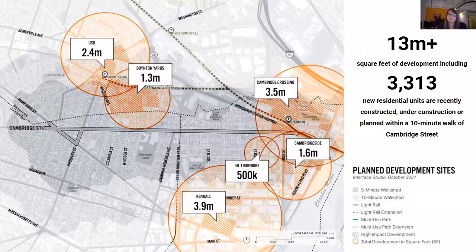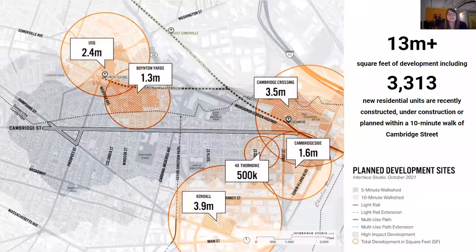But with these additional things, we're looking at just for Cambridge Crossing, for instance, that 3.5 million square foot of development equals about 1600 units. Cambridge side is adding 200 residential units, Kendall Square another 1400 units. The courthouse is 50 units. And in all, it totals about 3,300 units of residential development bearing down on Cambridge Street, and that will have impacts on affordability and housing.